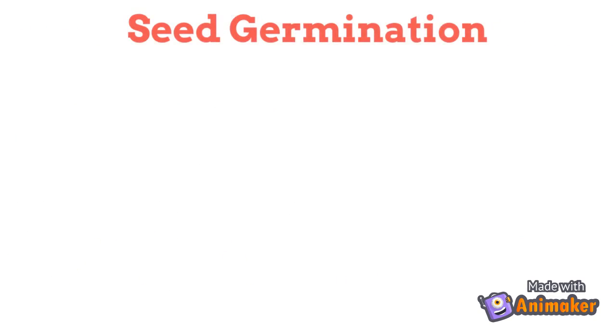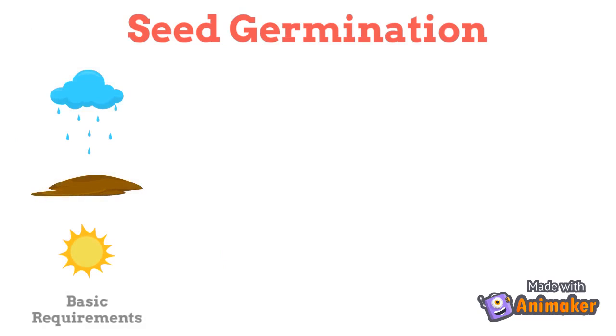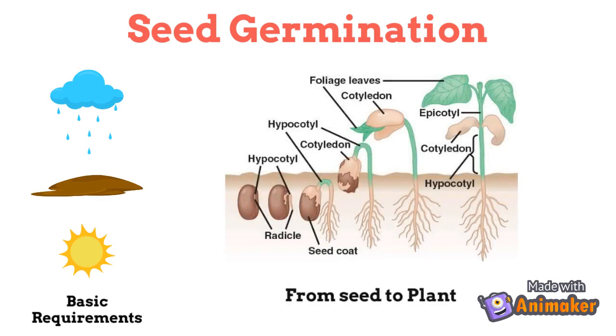Seed contains a baby plant, so we need to handle it with care. If we provide it with an adequate amount of water, nutrients, and warmth, then the seed will germinate. Initially, the seed coat will absorb water and start swelling. This will eventually make the seed coat crack.